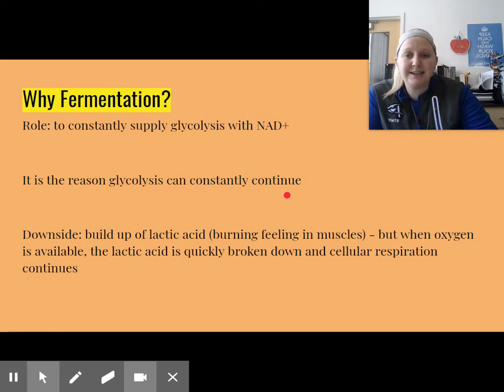The downside is the buildup of lactic acid, that burning feeling in our muscles. Whenever oxygen is available, though, the lactic acid can be quickly broken down and cellular respiration is able to continue. This is why you see a lot of athletes rolling out their muscles when they're sore or after they work out. It's just allowing them time to give deep breaths and break down that lactic acid.